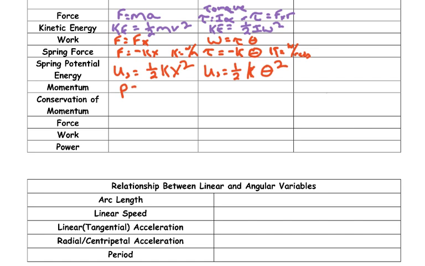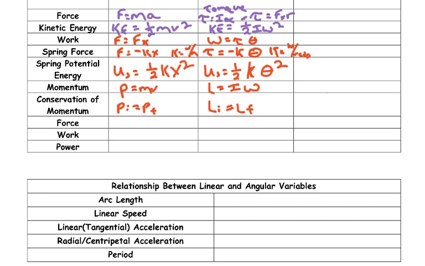Linear momentum, we've talked about this. Mass times linear velocity. Angular momentum, rotational inertia times the angular velocity. Conservation of momentum means exactly that. It has to be conserved. So final has to equal the initial for both angular and for linear quantities.